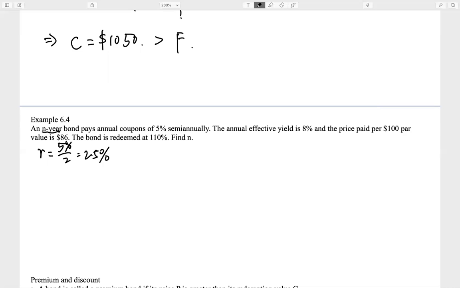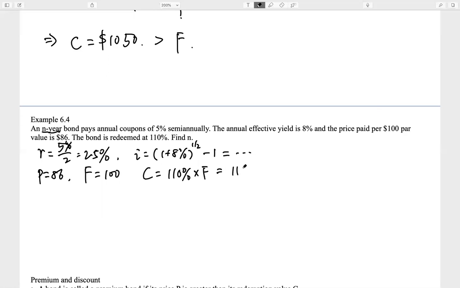Annual effective interest rate is 8%. Again, I will need to convert it into a semi-annual interest rate. If you do the conversion, I leave that to you to calculate. The price paid, so I know P is $86, and I know the face amount is $100. The redemption value is redeemed at 110% times F, so it will be $110. I need to locate n. So now let's write down the equation.